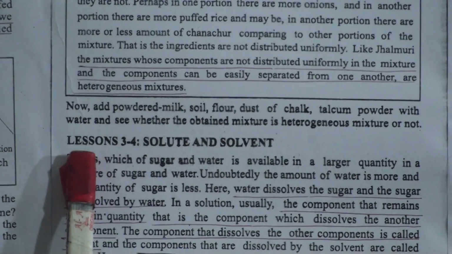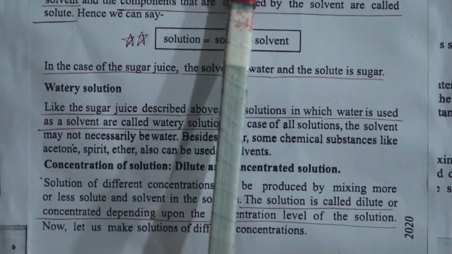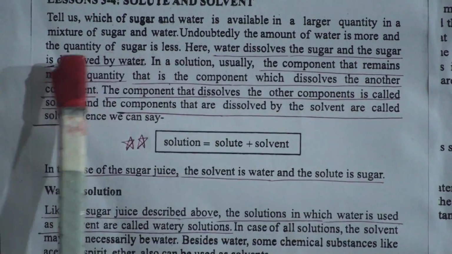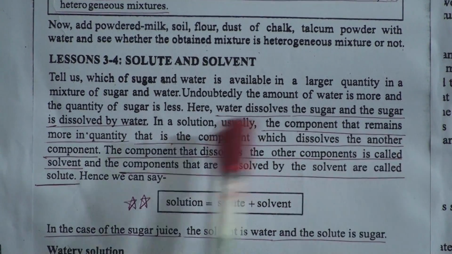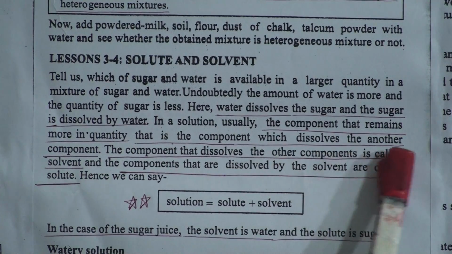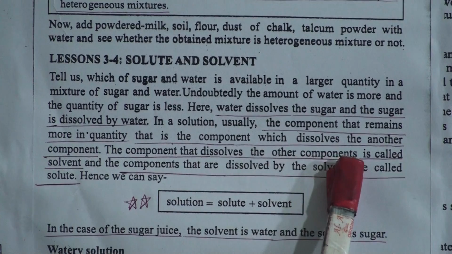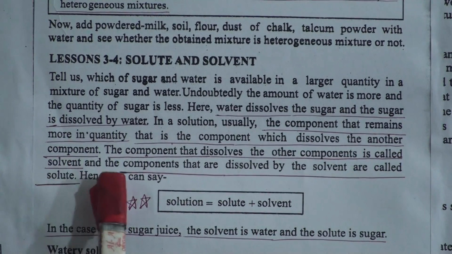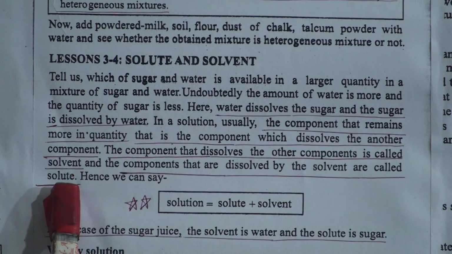Now lesson number 3 to 4, solute and solvent. Water dissolves the sugar and the sugar is dissolved by water. The component that remains more in quantity is the component which dissolves the other component. The component that dissolves the other components is called solvent, and the components that are dissolved by the solvent are called solute.